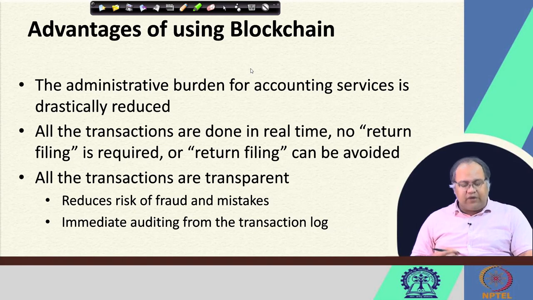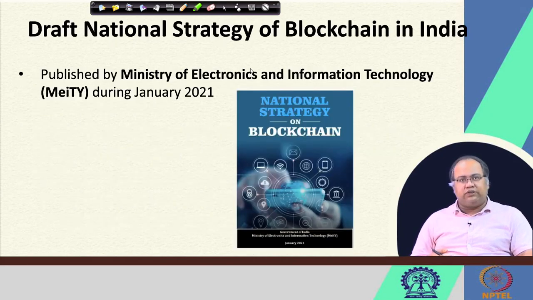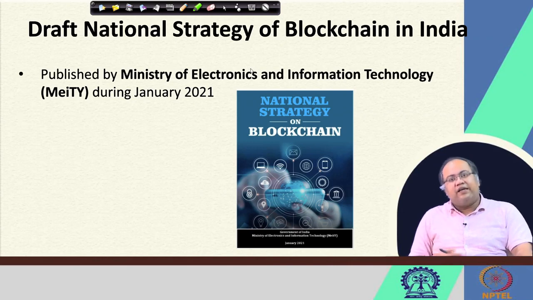Well, so that way the advantages of using blockchain that we typically have is that the administrative burden for accounting services is drastically reduced, and all the transactions are done in real time. No return filing is required as such, because the smart contract can immediately find out whether there is a requirement of providing the tax or not, and that way it can possibly avoid this kind of return filing, and all the transactions remain transparent. That way it reduces the risk of fraud or mistakes, and immediate auditing can be done from the transaction log. So that way it can actually significantly help the entire process.